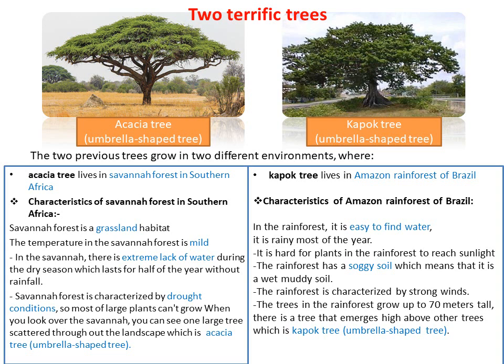And the characteristics of the Amazon rainforest: it is easy to find water. It is rainy most of the year, so it's hard for plants in the rainforest to reach sunlight. The rainforest has a soggy soil. Soggy means moist, which means that it is a wet, muddy soil. The rainforest is characterized by strong winds. The trees in the rainforest grow up to 70 meters tall. It's too high. There is a tree that emerges high above other trees, which is the kapok tree.